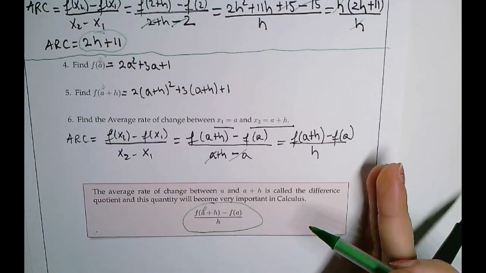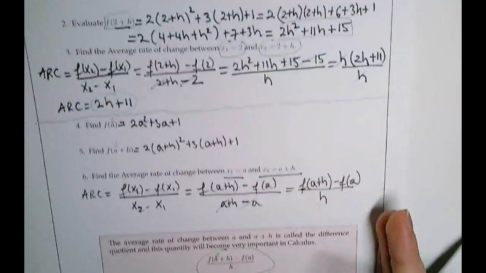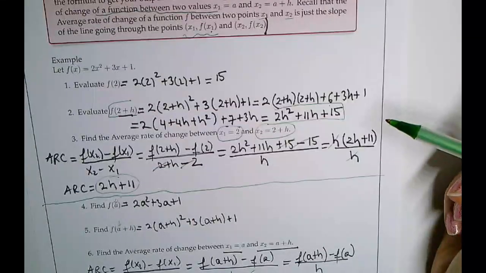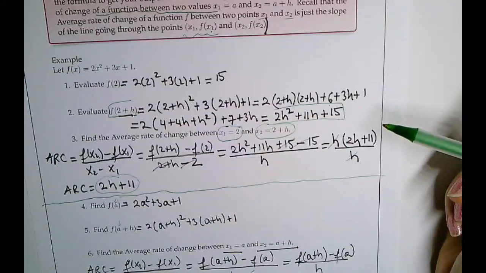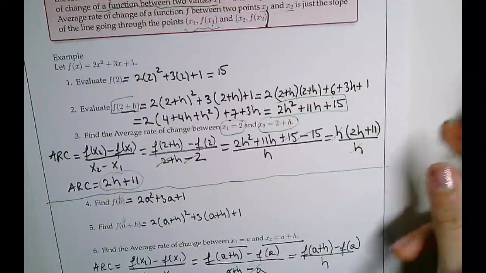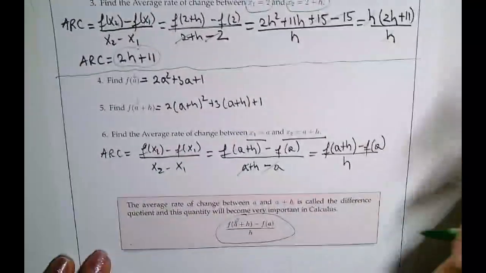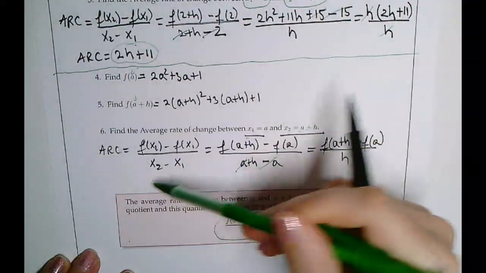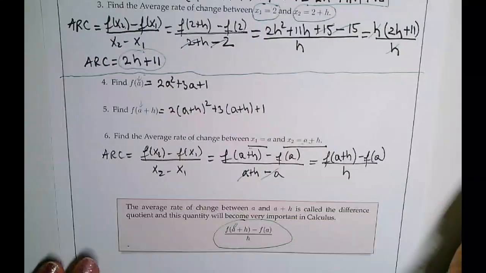All right, so the only 2 new things in this lecture were the piecewise defined function and this difference quotient. So the difference quotient is just evaluating the function at some certain values and calculating the average rate of change between those 2 points.